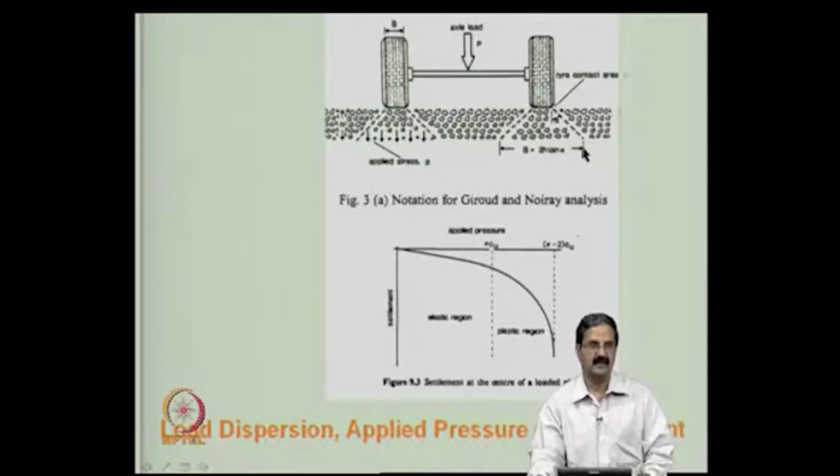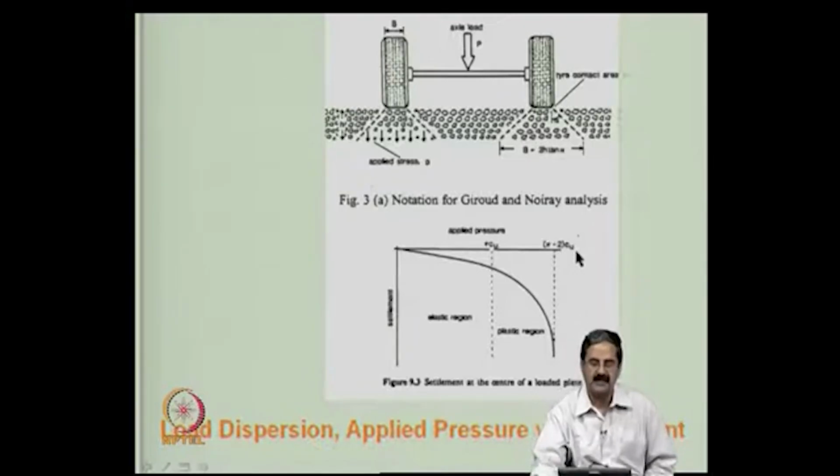This is the standard stress distribution we assume. When you apply a load, you consider the load displacement curve, like this is settlement, this is applied pressure, and I told you that it increases to 5.14 Cu. Pi plus 2 into Cu is the ultimate bearing capacity of a soft soil.